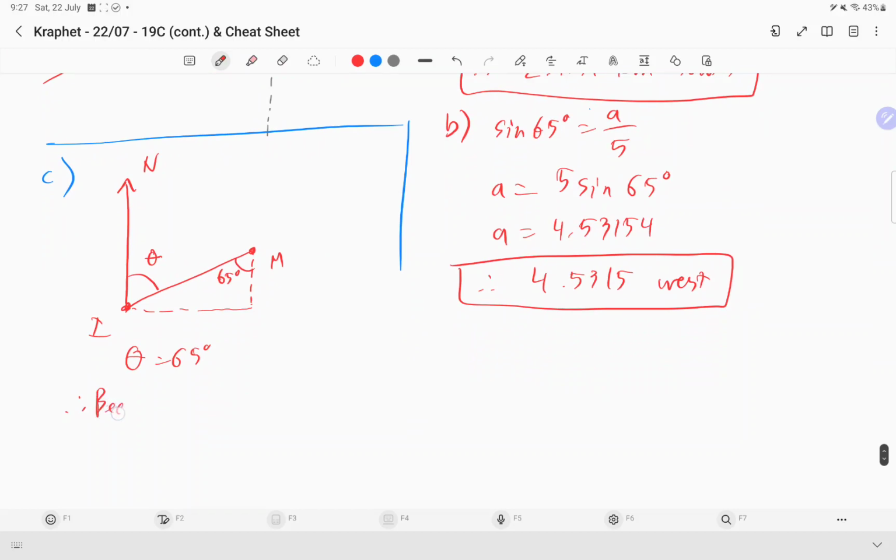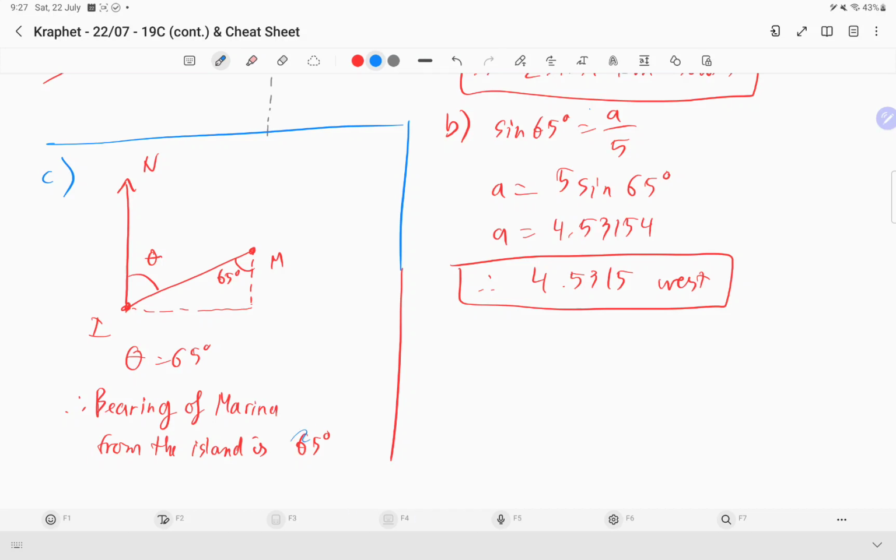Therefore, you're gonna write the statement: bearing of marina from the island is 65 degrees. Yep. Wrong. There's something wrong about the conclusion. The value is not wrong, but you need to write something else.